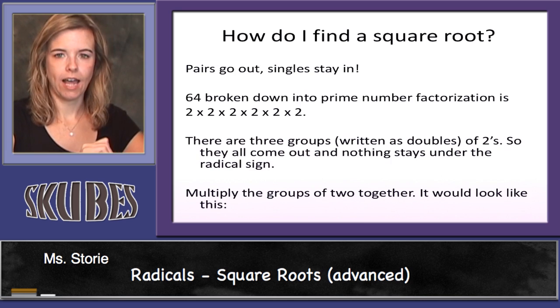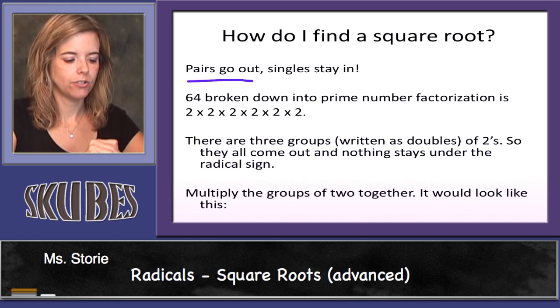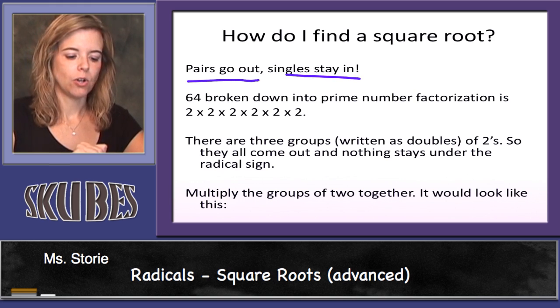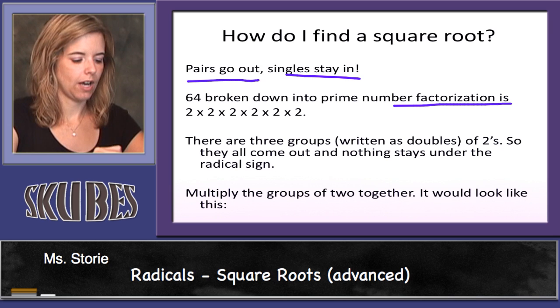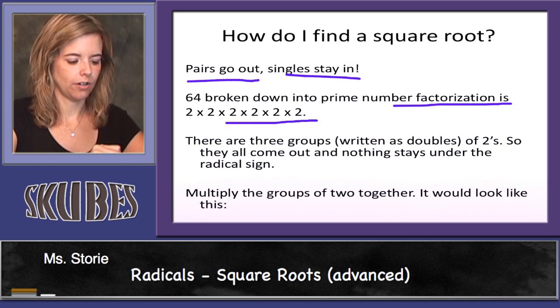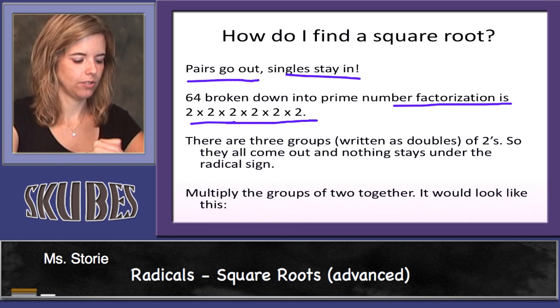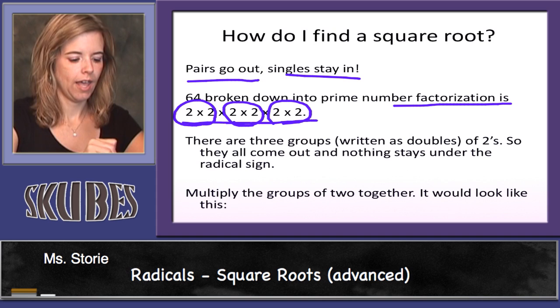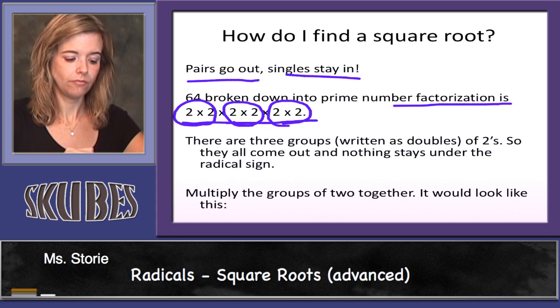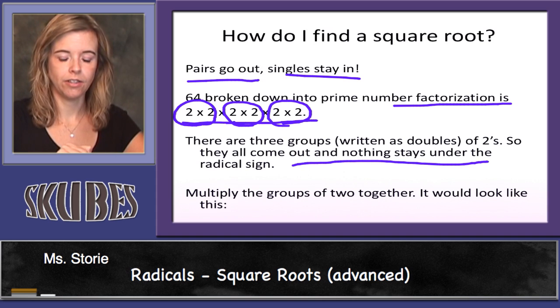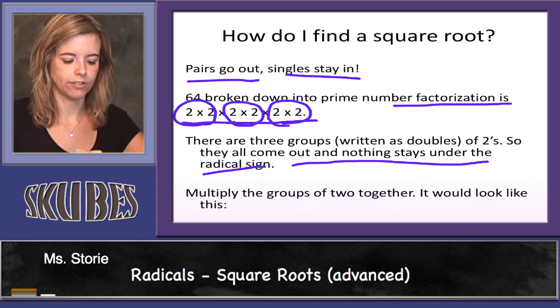So if we're going to take it out of the radical sign now, pairs go out because we're looking for the square root. Singles have to stay in. So when we prime factored this, we got all of these numbers here. Now, there are 3 groups, doubles of 2's. We've got 1, 2, and 3 groups of 2. So they all come out, and there's nothing left over, so nothing stays under the radical sign.